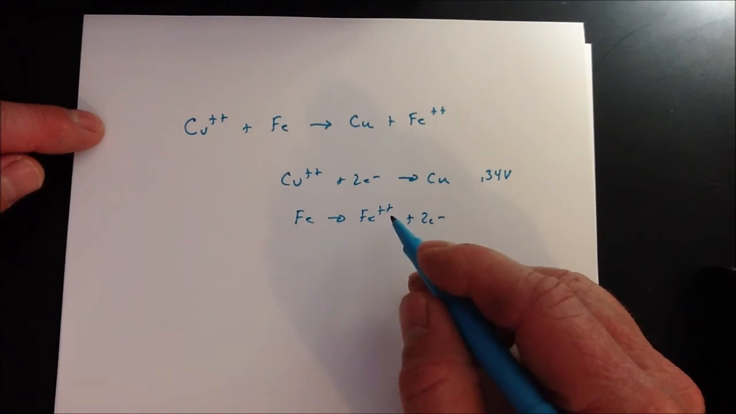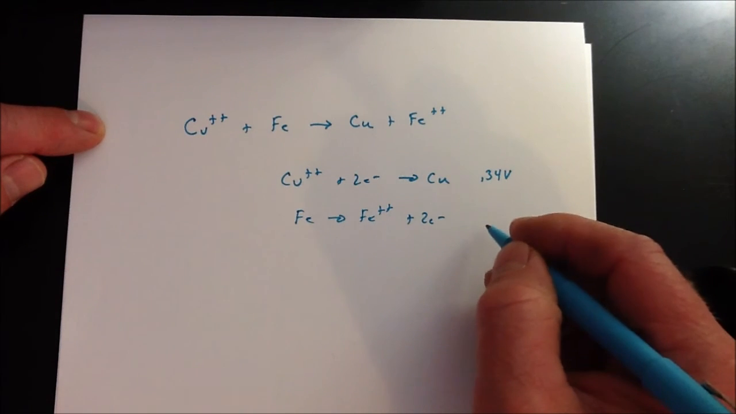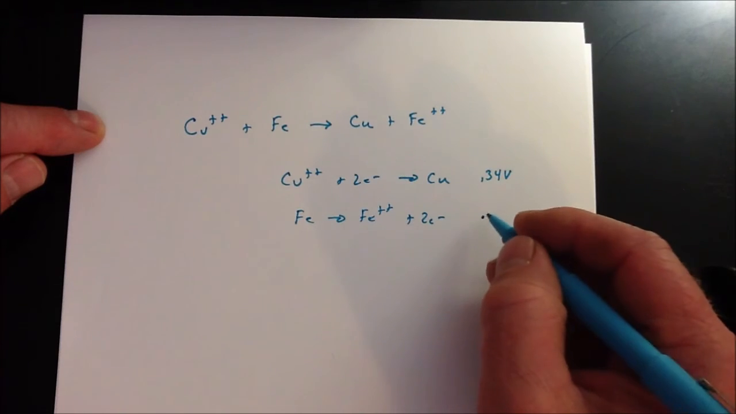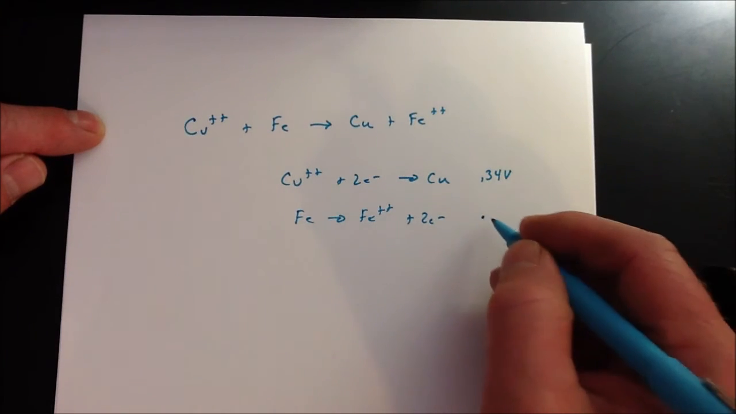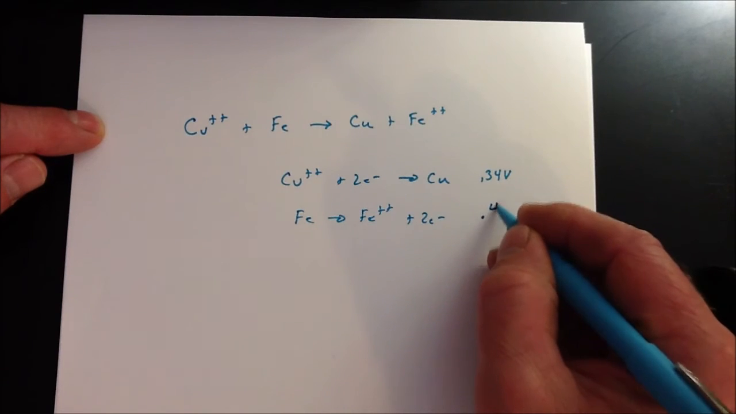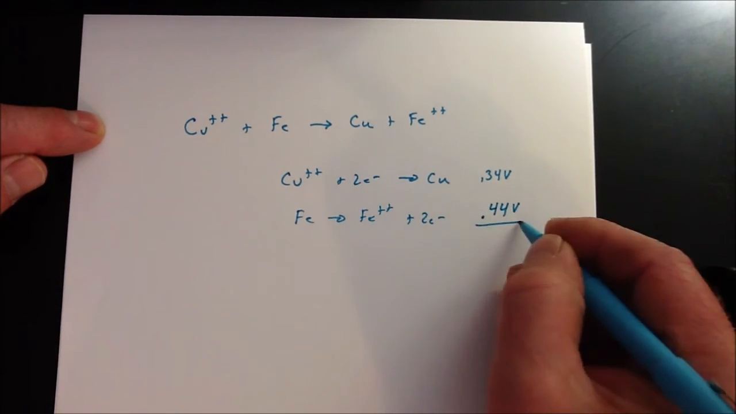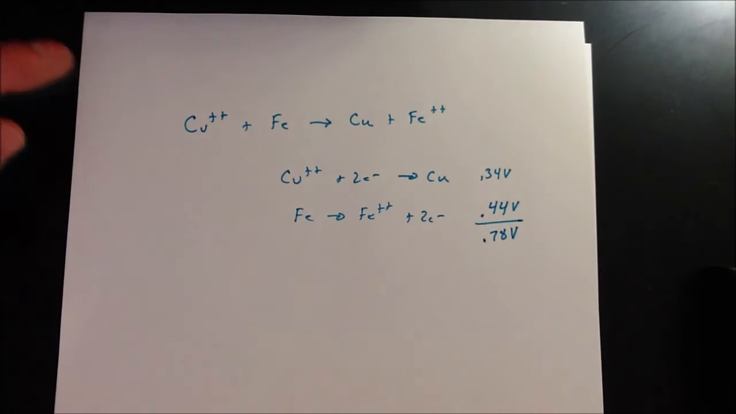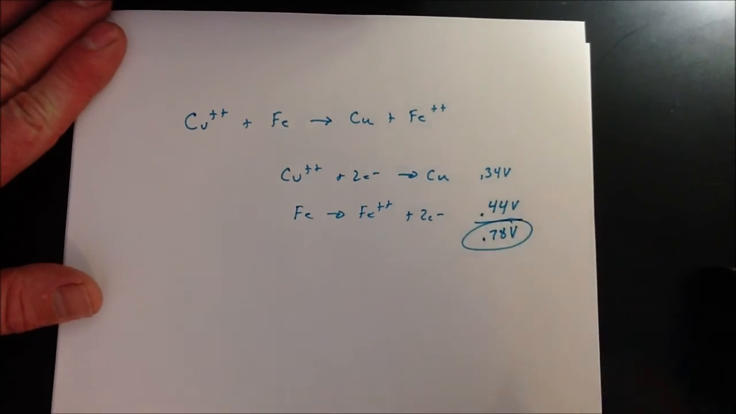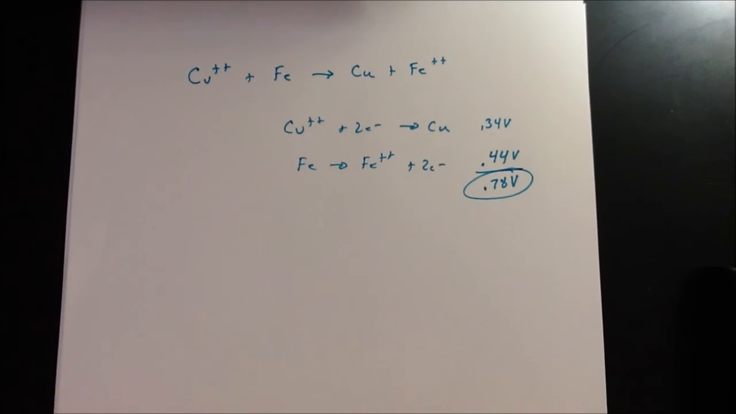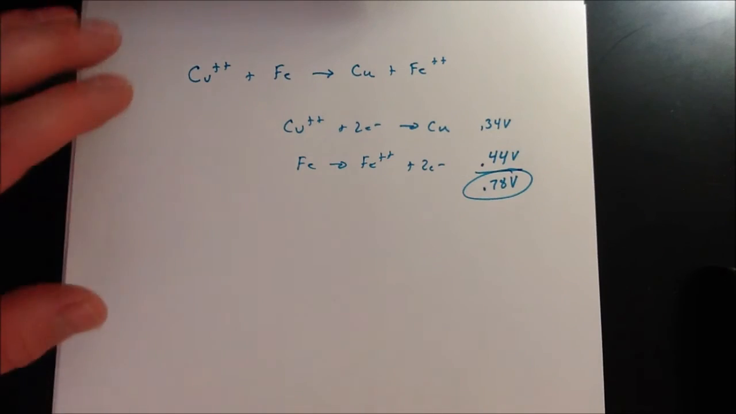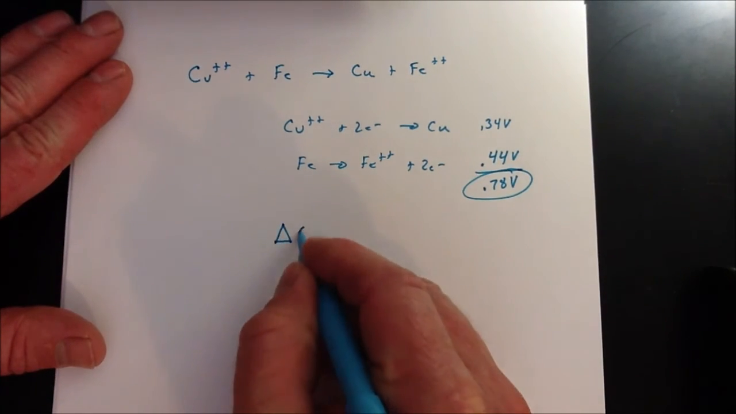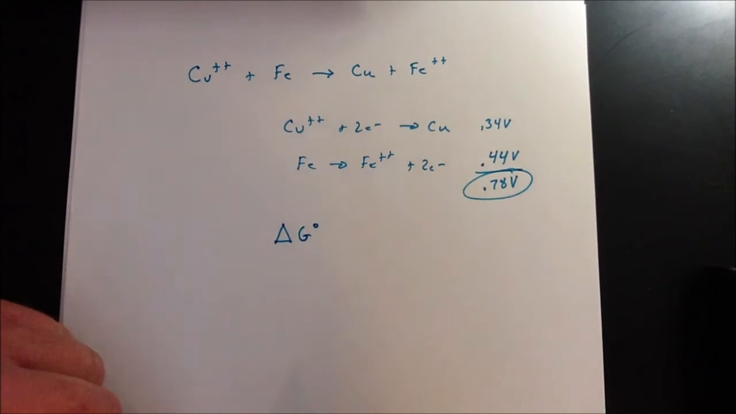That reduction value is negative 0.44, so I'm going to change that to positive 0.44 volts, and when I add those up, I end up with 0.78 volts. So I could answer the question this way. I could say, yeah, this is spontaneous because it's got a positive cell EMF. But now this is kind of where everything crashes in together, because that word spontaneous takes us back to another way to determine if a reaction is spontaneous, and that's by the Gibbs free energy.